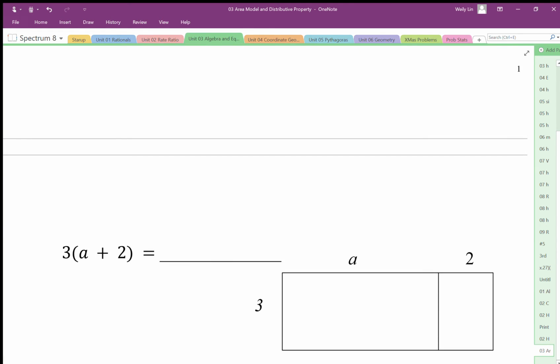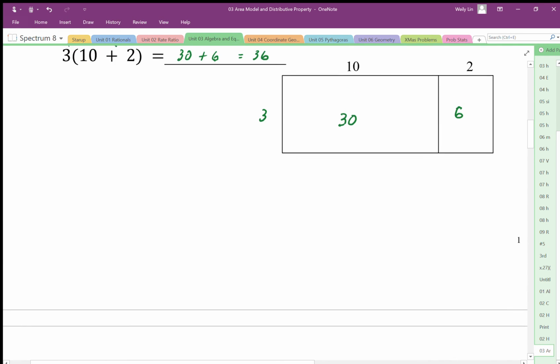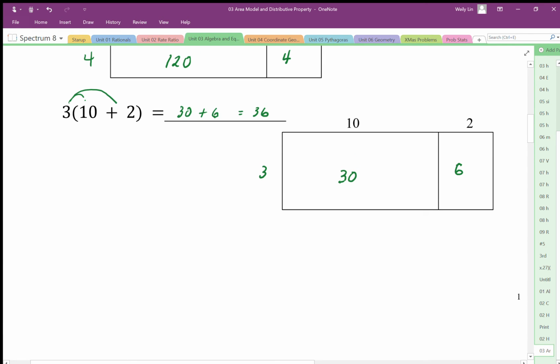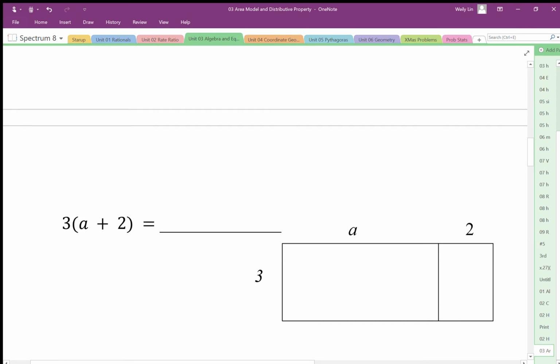Now, what if we don't know one part of this bracket? We don't know the length here. So how do we work this out? Before, I could just add 10 plus 2 is 12 times 3. Here, a plus 2, I cannot add those together. A plus 2 is a plus 2. We cannot count a's with ones. So how do I sum this all up?